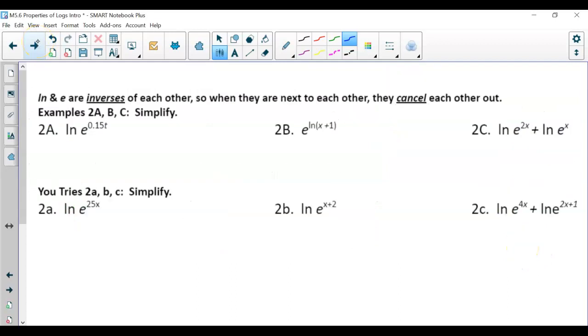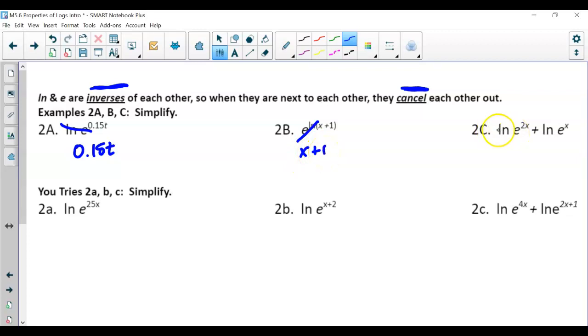Another property, which we've talked about previously, is that the natural log and e are inverses of each other, so they just cancel each other out. So if I've got natural log and e together, they just cancel out, and my solution simplified is 0.15 times t. And that's it. The same thing here: if it's written as an exponent, so e to the natural log power, again, they cancel out, and I'm left with x plus 1.